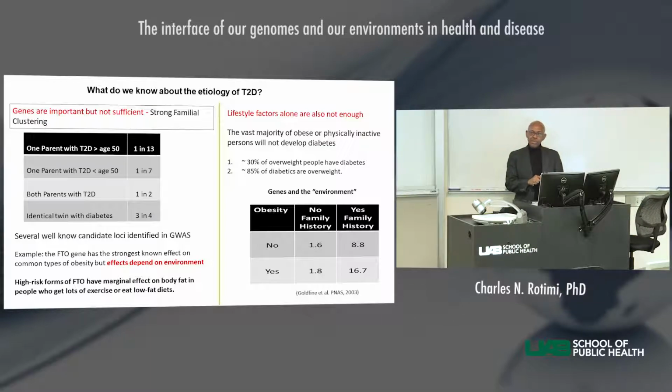Although I showed you a map earlier where you see a very good overlap between obesity and diabetes, the majority of obese people are never going to be diabetic. Okay, so we need to have that also at the back of our mind. So 30% of overweight people have diabetes, but 85% of diabetics are overweight. So you can see that there's a very strong relationship, but it's not a one-to-one correlation.